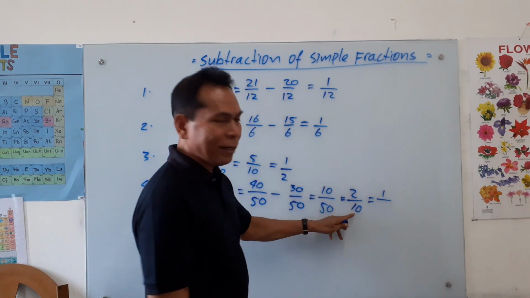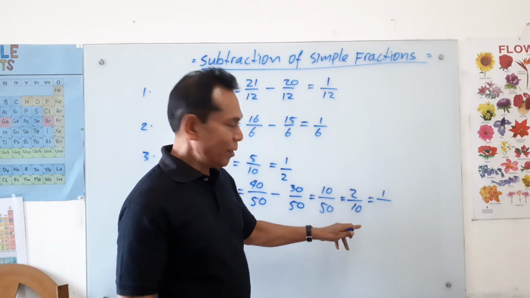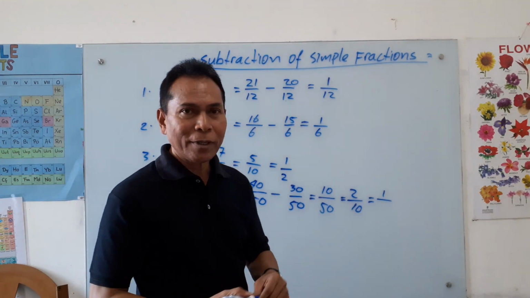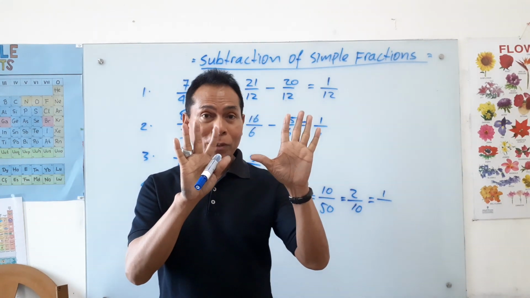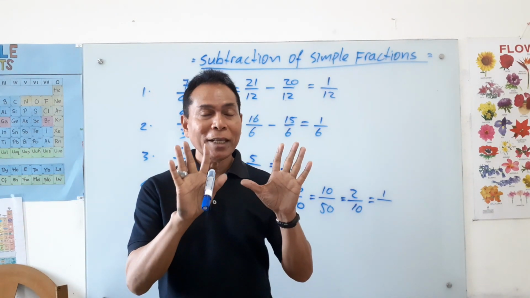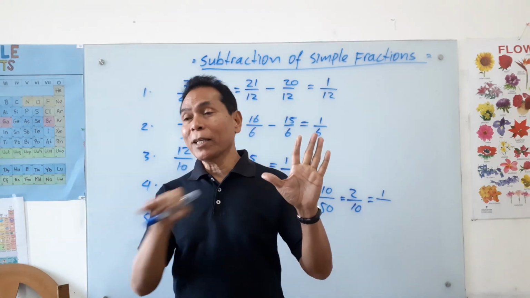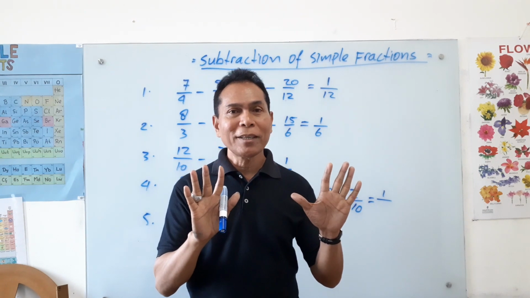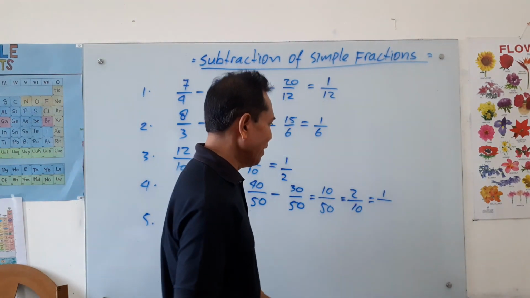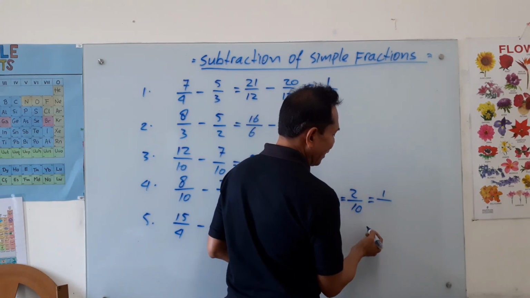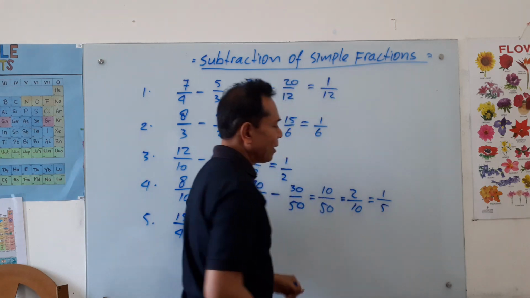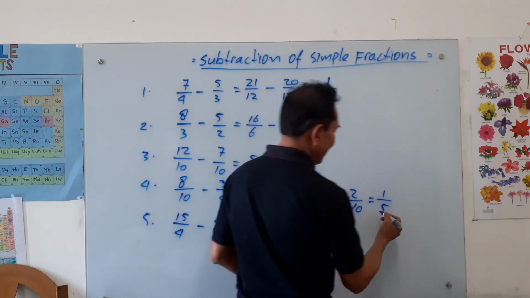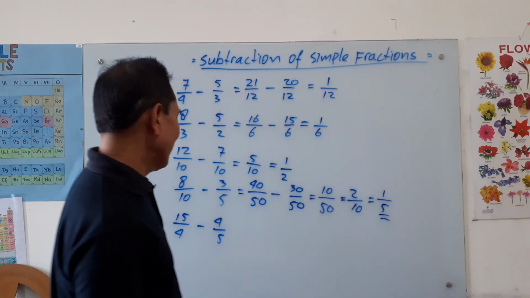And what about 10? Can we divide 10 by 2? Yes. You have 10 apples and 2 boys. You share the 10 apples with the 2 boys. 1 boy gets how many? Of course, 5. So 10 divided by 2 is 5. Now, 1/5. Your answer is 1/5. This is your final answer.